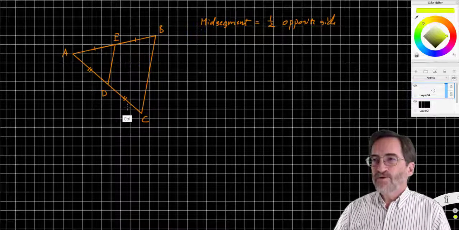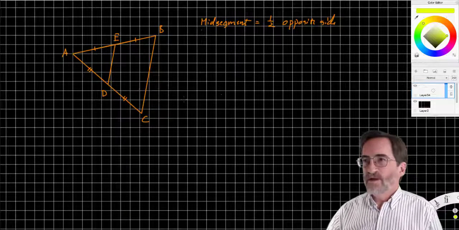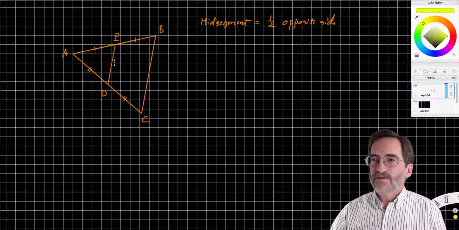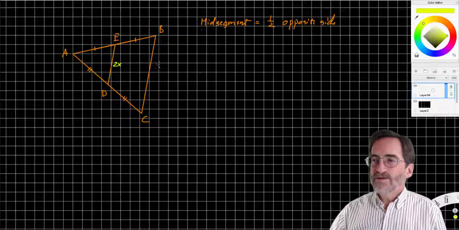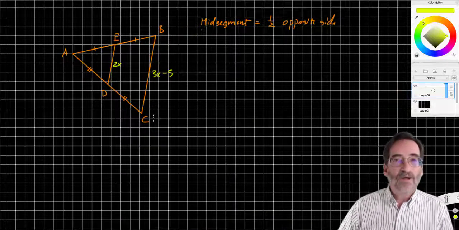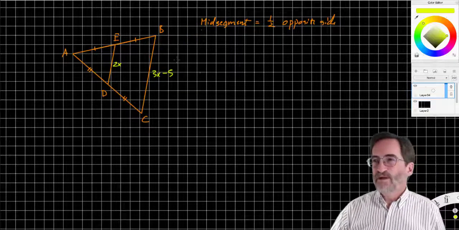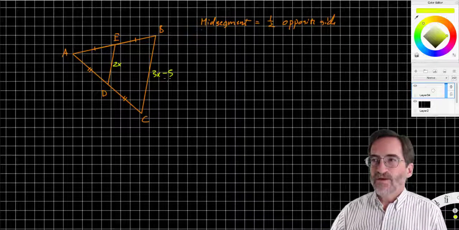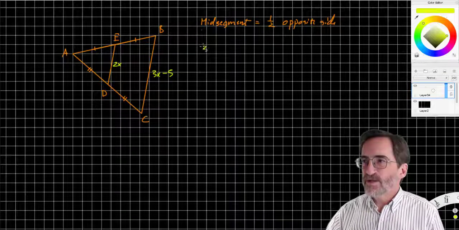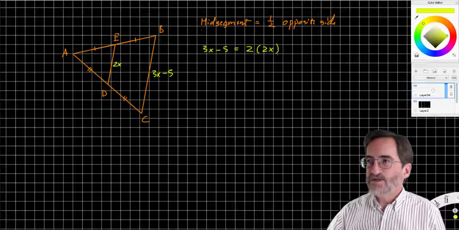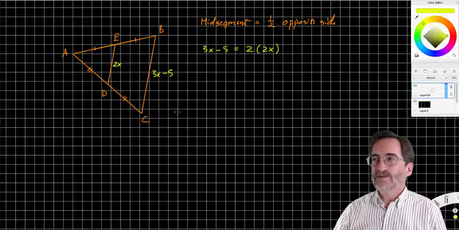Now here, let's do a problem in which you might be expected to do some work. Let's say this side is 2x, and this side is 3x minus 5. Find the value of x that makes it true. We would do this. The mid-segment is half of the opposite side, or the opposite side is twice the mid-segment. So we could say 3x minus 5 equals twice as much as 2x. It takes 2 of the EDs to make a BC.